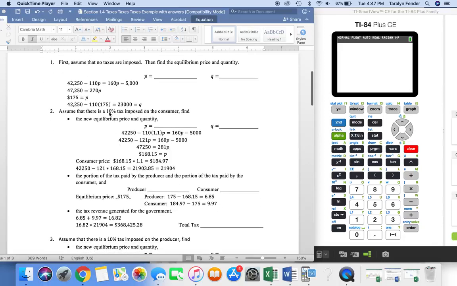Now we have an imposed tax of 10% on the consumer. We will use the demand equation and multiply the price by an increase of 10%, so 1.1, and simplify our equation. Now we have an equilibrium price of $168.15. The consumer has to pay 10% more, so we take that 168.15 and multiply by 1.1. That gives the new consumer price of $184.97.